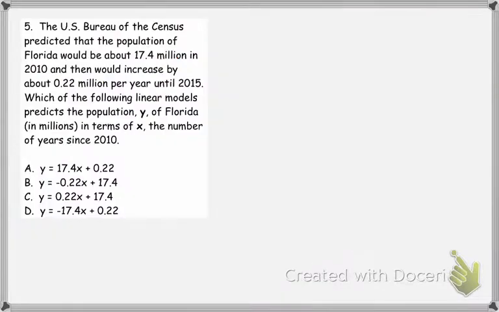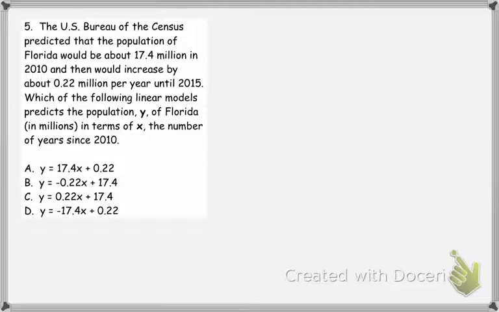Okay. Let's do this next one. The U.S. Bureau of the Census predicted that the population of Florida would be about 17.4 million in 2010, and then it would increase by about 0.22 million per year until 2015. Which of the following linear models predicts the population Y of Florida in millions in terms of X, the number of years since 2010?